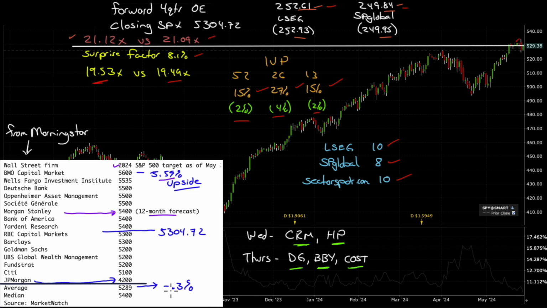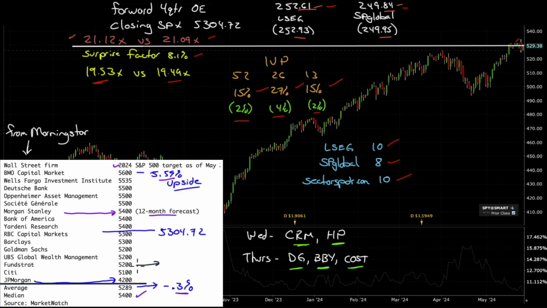Average is 5,289. We're sitting at 5,304. That is 0.3% off. We're basically now at the average of the year-end target. The median is 5,400, so small upside. Look at this one over here. Fundstrat, 5,200. Now that is very odd.